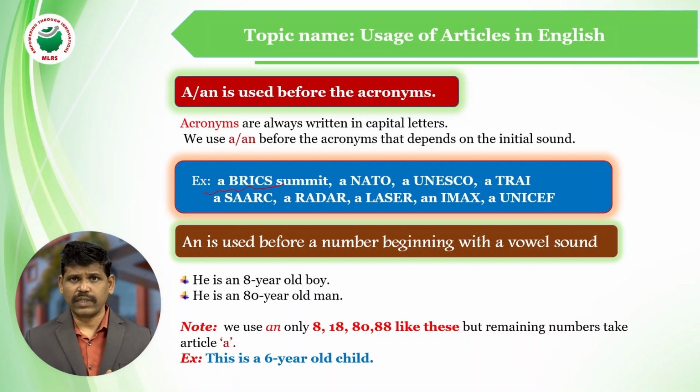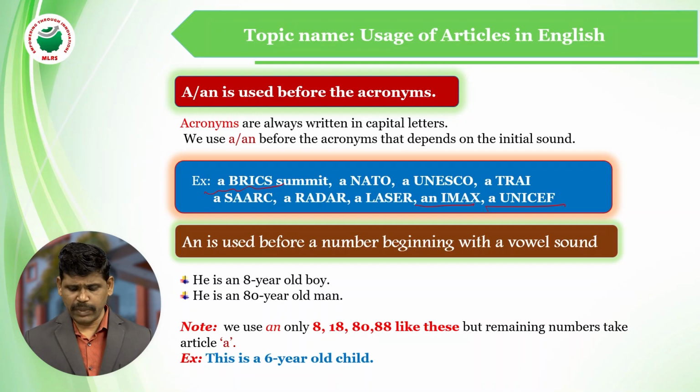Same way, NATO, North Atlantic Treaty Organization, a NATO, a UNESCO, a SARC, a radar, a laser, an IMAX. In IMAX, the initial sound is a vowel, so an IMAX. A UNICEF. In UNICEF, there is a Y sound, so a UNICEF. So these are the acronyms. Acronyms are not like abbreviations; it just depends on the initial pronunciation of the word. We use a or an before acronyms. Please remember, acronyms are written in capital letters, but they are read like words.